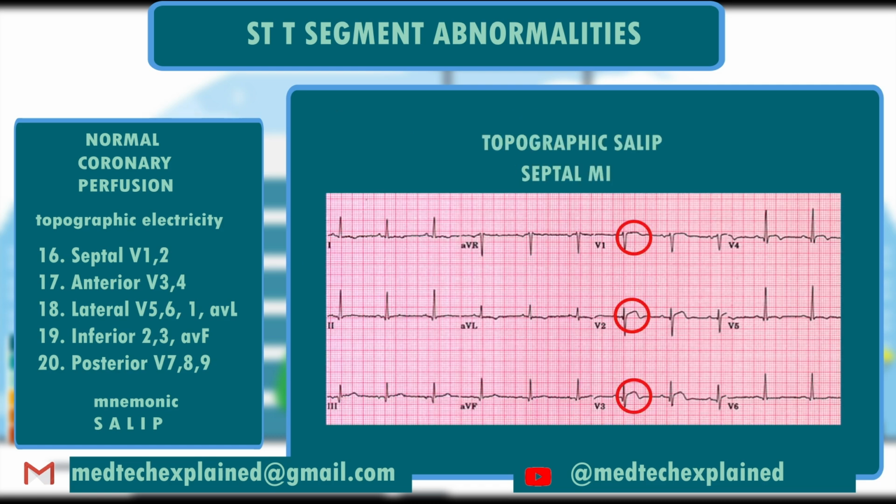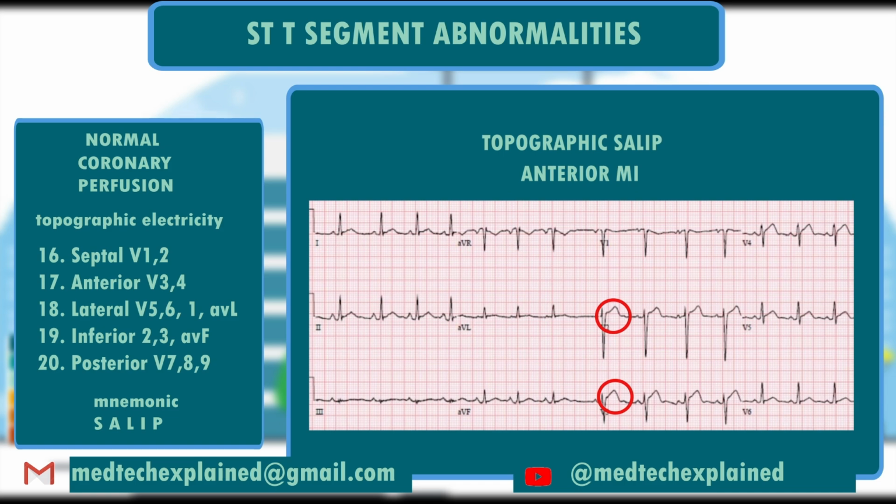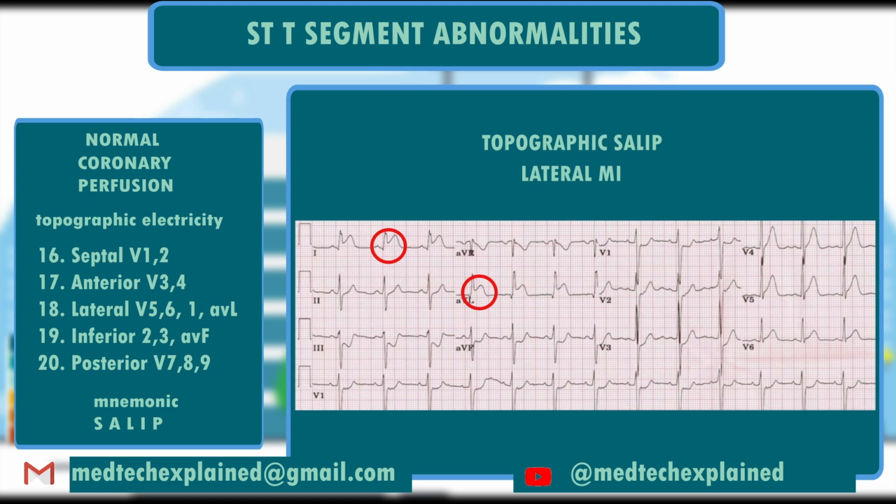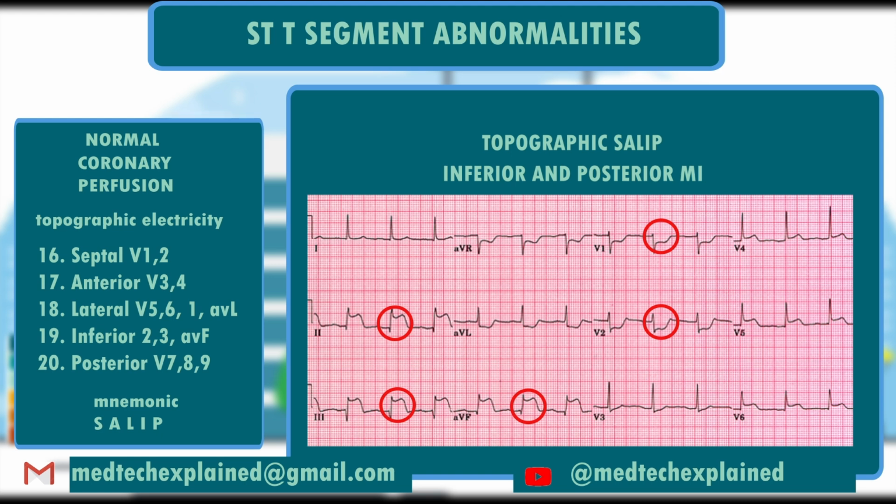Septal and right leads are V1 and V2. Anterior leads are V3 and V4. Lateral leads are the chest leads V5 and V6, and lead 1 and augmented VL from the limb lead. Inferior leads, which are leads 2 and 3 and augmented VF. Then we generally reserve posterior leads, which are the chest leads V7 and V8 and V9, if suspicions arise due to anterior, lateral, or inferior lead abnormalities, in a case of suspected coronary ischemia.